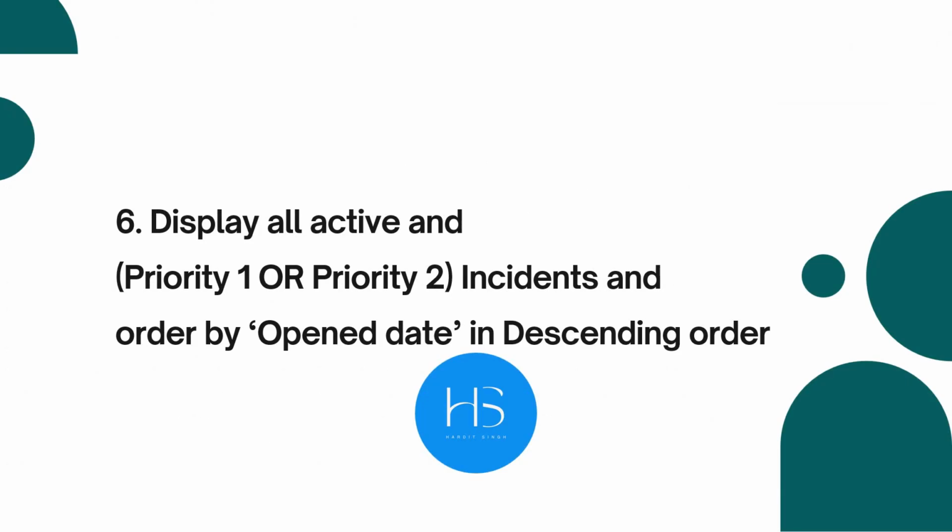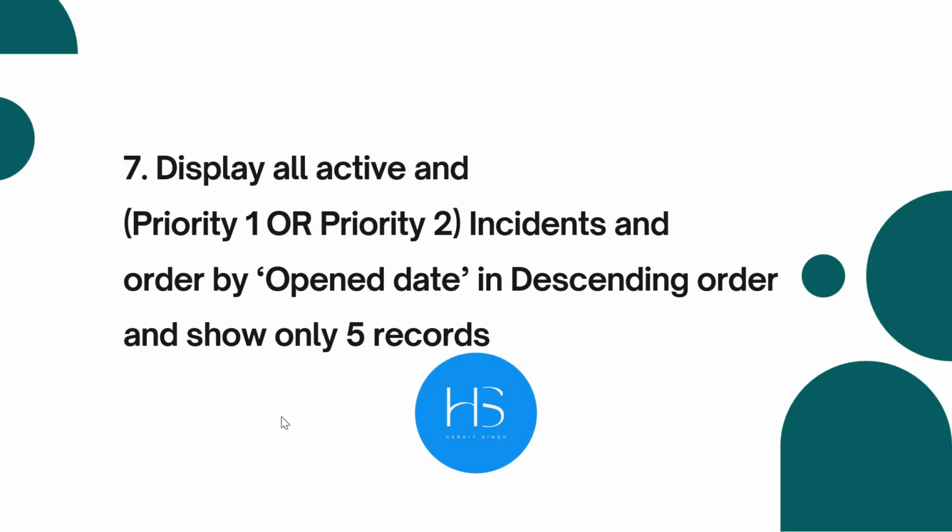Let's go to the next example, number 7. We have to display all the incidents which have priority 1 or 2, which are ordered by open date in descending order. So we have done all these 3 conditions already. The last condition is we want to display only 5 records. Now how to put that limit?